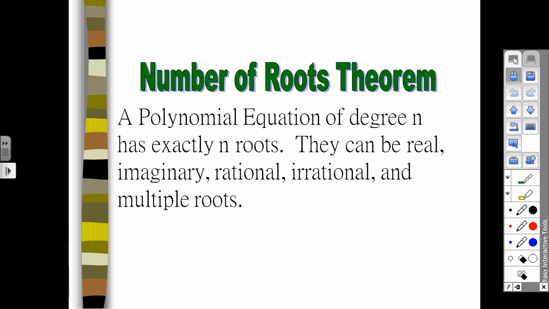Yeah, so keep that in mind. That's going to be a real powerful thing. So when you're looking at an equation that you're trying to solve, just look at the degree, and you know that that's how many solutions you should be finding. Okay?